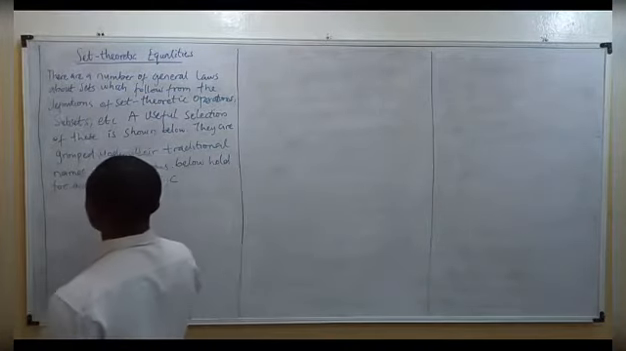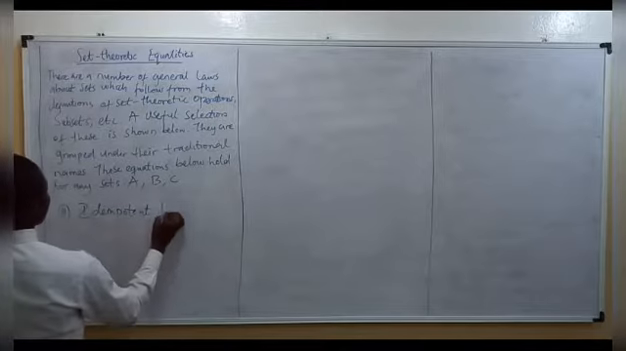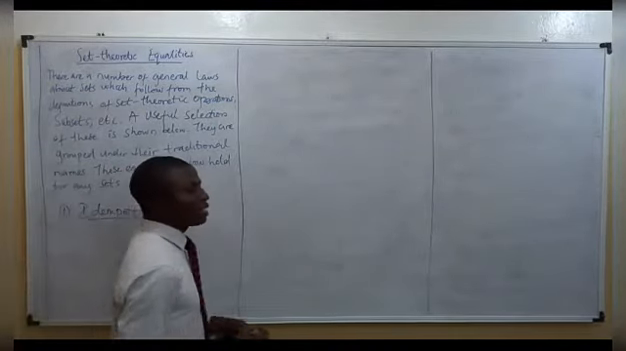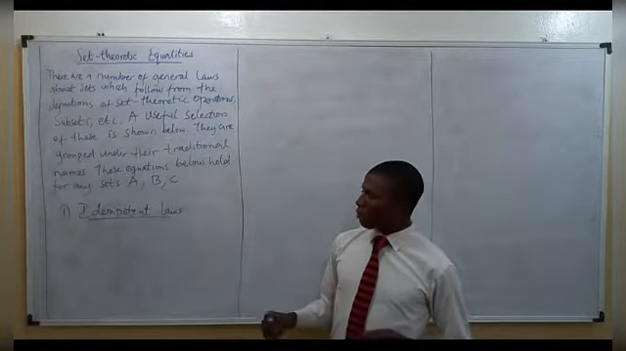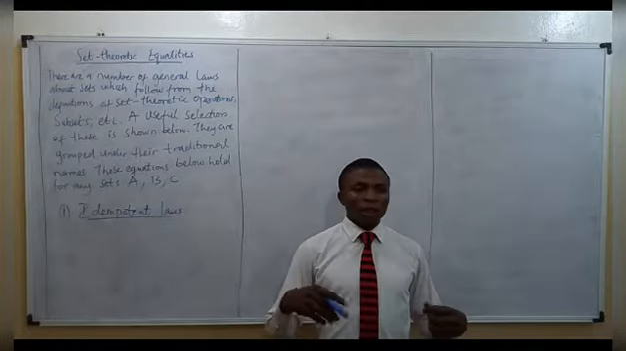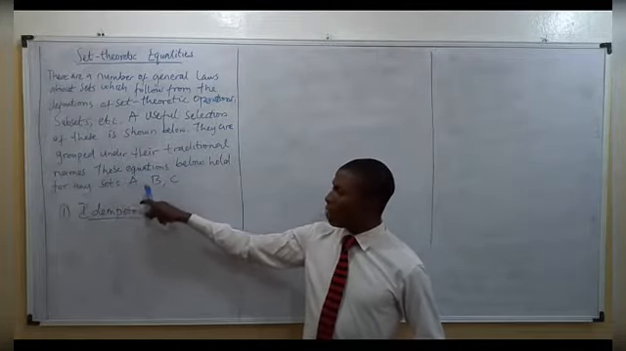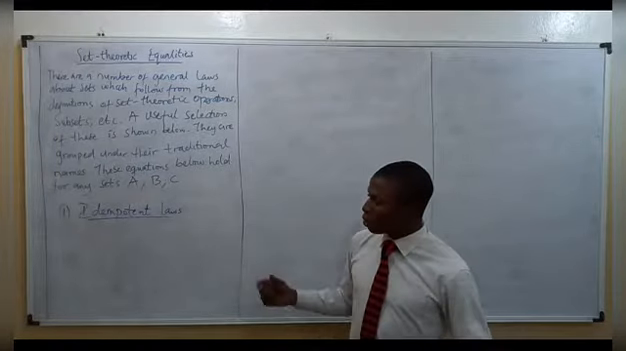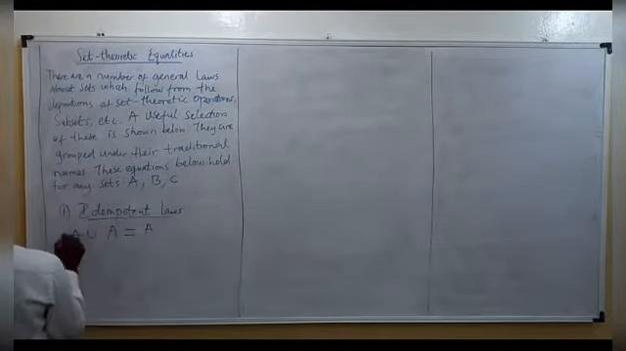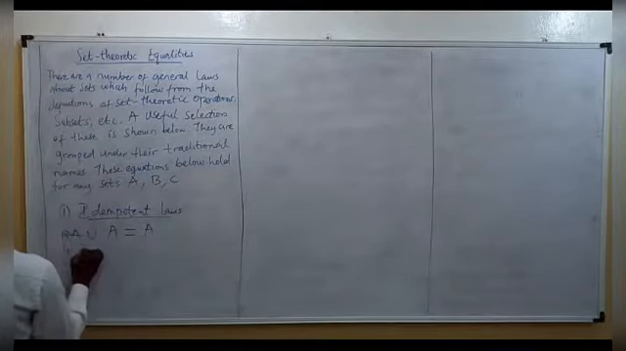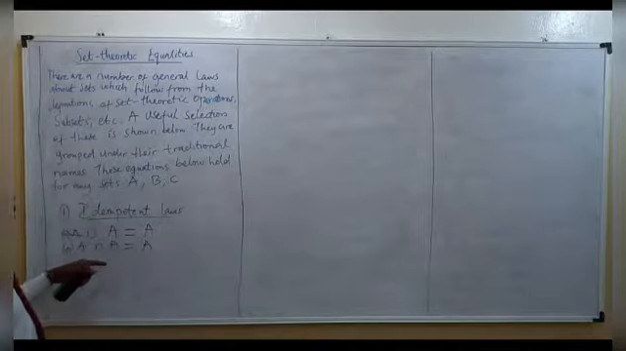The first one we'll be talking about is the idempotent laws. When we talk about idempotent laws, it means that a particular set operates on itself and is equal to itself. This is known as the idempotent law. For instance, remember we're still dealing with sets A, B, and C. Let's say for A we operate on union: A union A gives us A, and A intersection A also gives us A. So we call this an idempotent law.